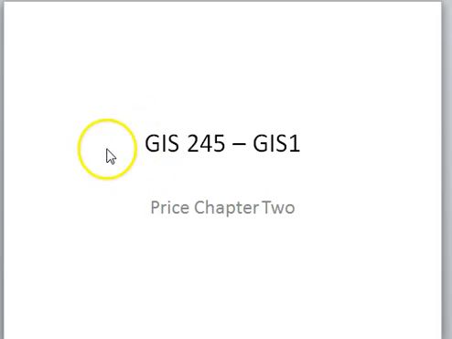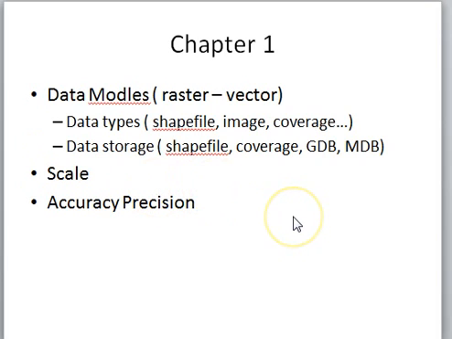So, I just want to go over some stuff from Chapter 2 and go over the questions. So far in Chapter 1, Price introduced you to data models, the difference between raster and vector, all kinds of data types, shape files, images, coverages. And then she talked a little about data storage and the hierarchy of a feature data set. She talked about the difference between a GDB, a personal file geodatabase, and an MDB, a personal geodatabase. And then she went over some concepts of scale really briefly, and accuracy and precision. So that was kind of the gist of Chapter 1.